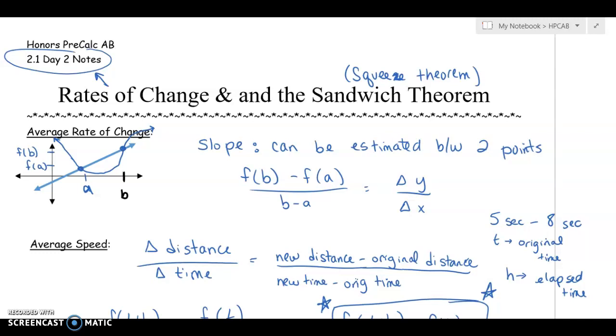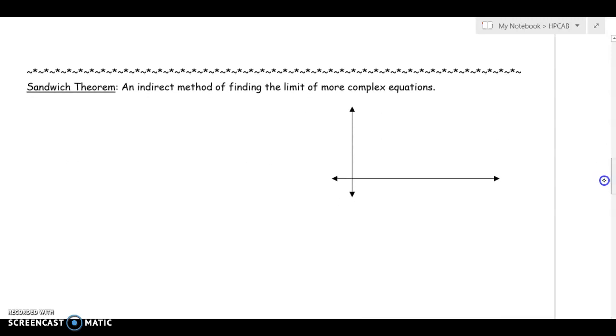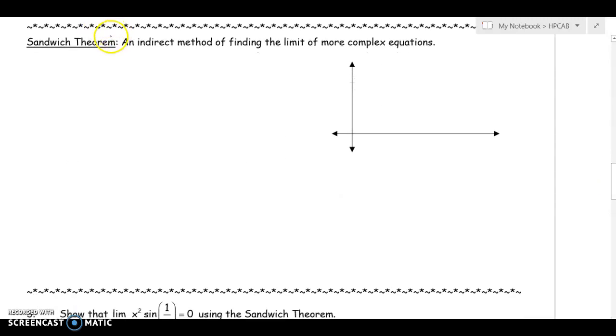Welcome back, Pre-Calc. We are finishing up the 2-1 Day 2 notes. We had done the first half in the previous video, and now we're going on to something called Sandwich Theorem.